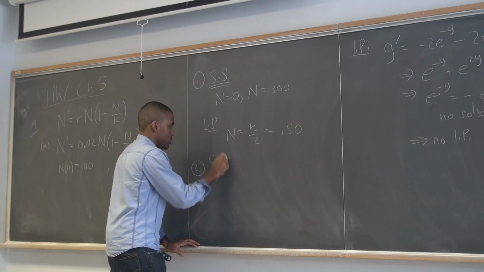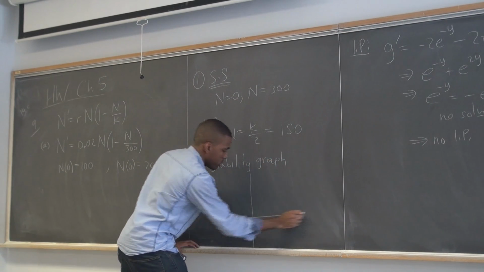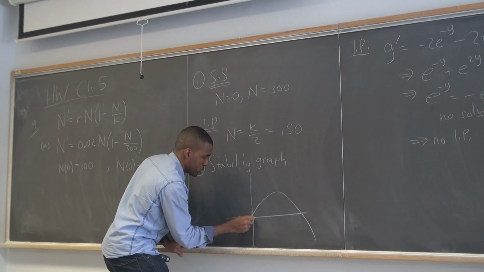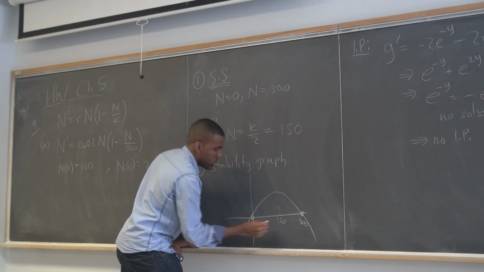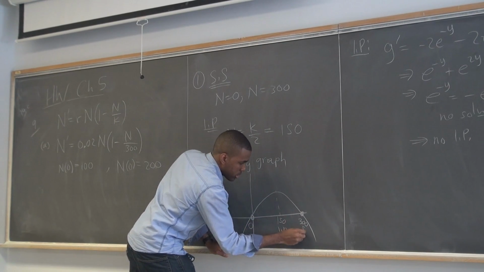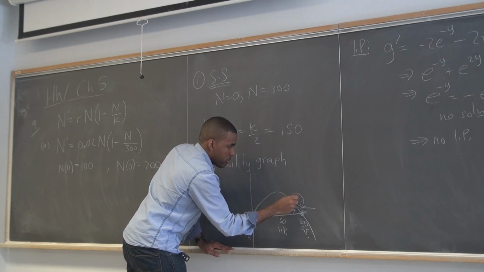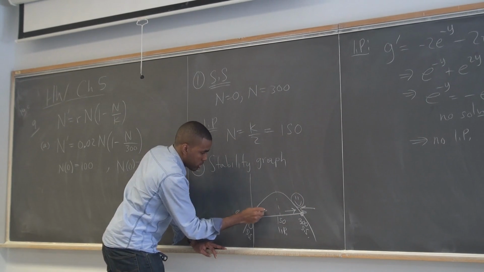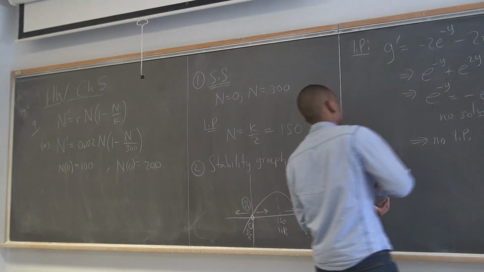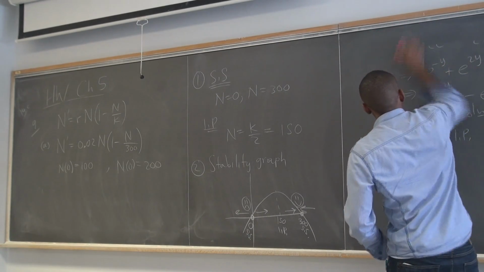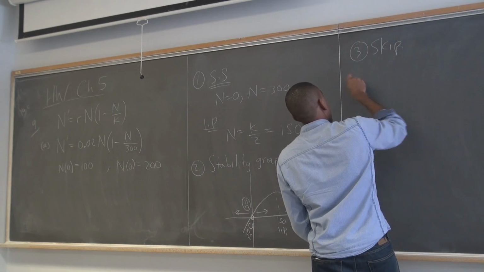Two, the stability graph in this case is going to be an inverted parabola that goes through 0 and the carrying capacity, and the maximum will happen halfway there. So that's your inflection point. This is the steady state. This is the steady state. The K is always the stable steady state. The carrying capacity is what the population normally tends to, and the 0 is always the unstable steady state. So anyway, that's the stability graph. Three we skip as always. Four, get to the solution.